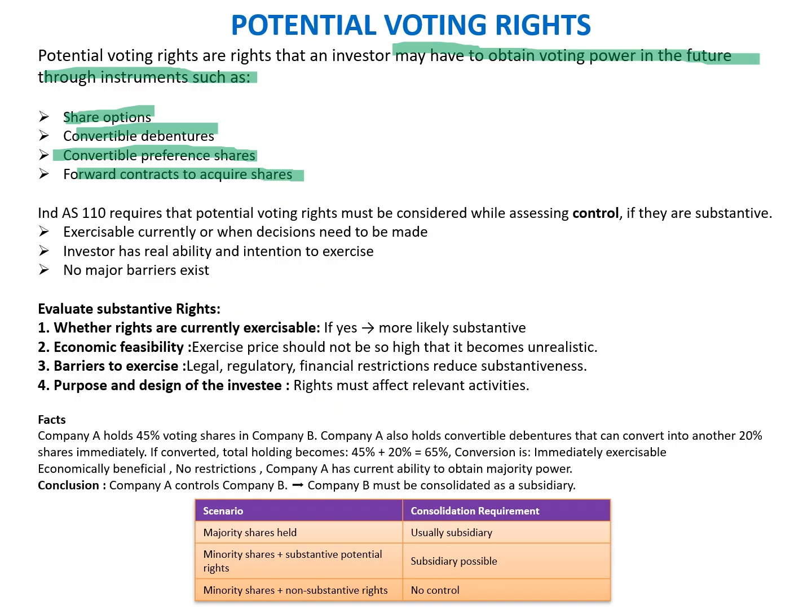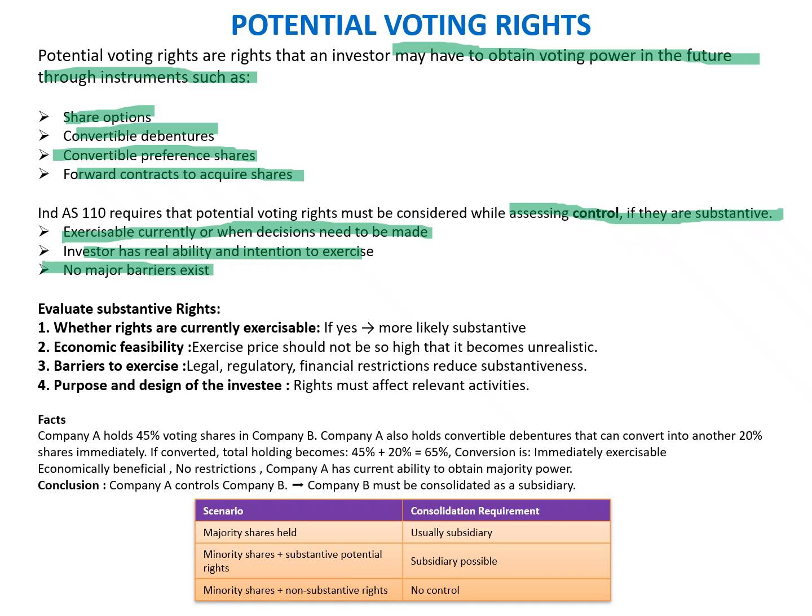So Ind AS 110 requires that potential voting rights must be considered while assessing control if they are substantive. That is, exercisable currently or when decisions need to be made, the investor has the real ability and intention to exercise, and no major barrier exists. So whenever these kinds of potential voting rights are there, we have to establish the substantive rights which the investor holds, and whether they exist. If yes, then definitely it will help, and basis those substantive rights we can treat that entity as having control over the investee company. And we are going to illustrate it with an apple example.